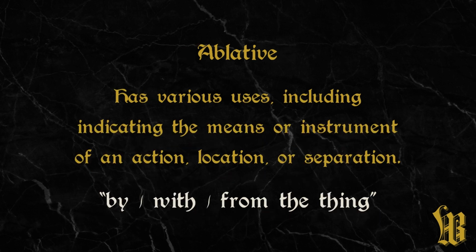Now, the ablative, this one has various uses, including indicating the means or the instrument of an action, location or separation. There are various types of the ablative of place, ablative of time when, etc., etc. That's for the more intermediate advanced. But for just learning the ablative, the best English equivalent to connect that to is by, with, or from the thing. By, with, or from the thing.